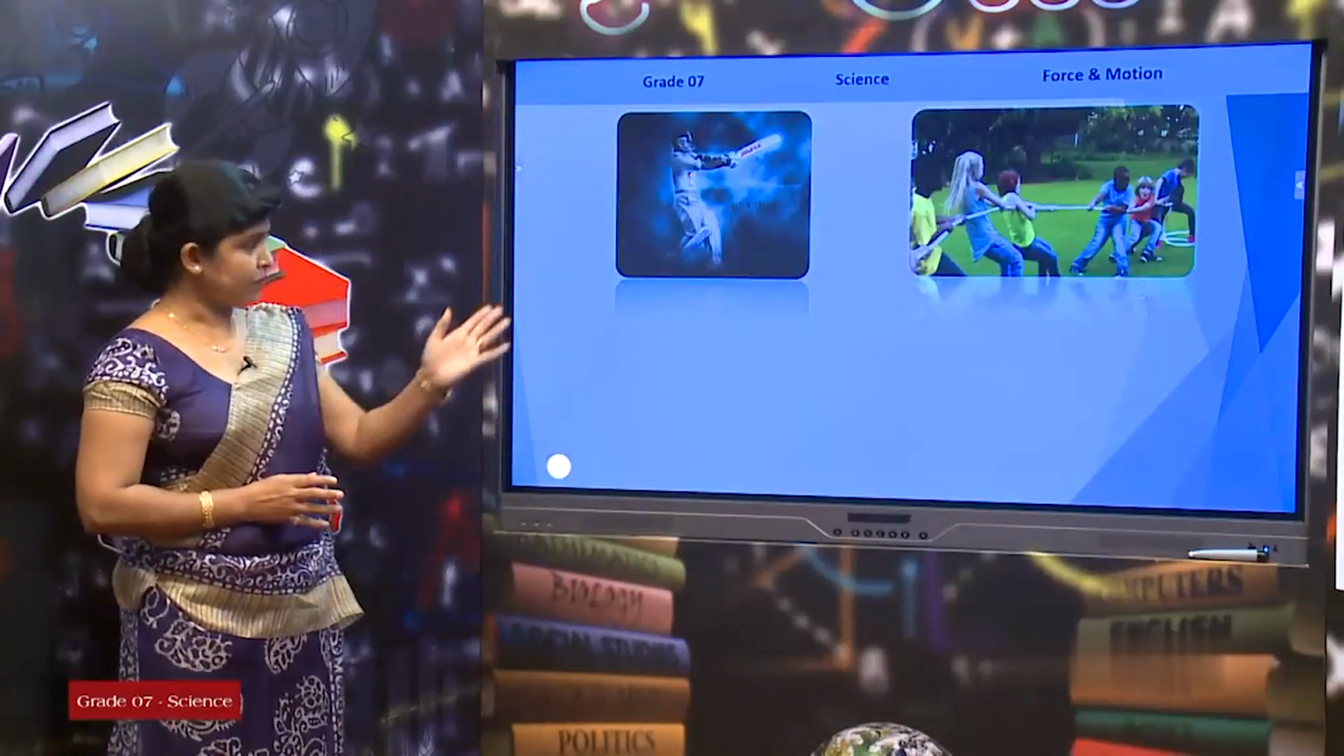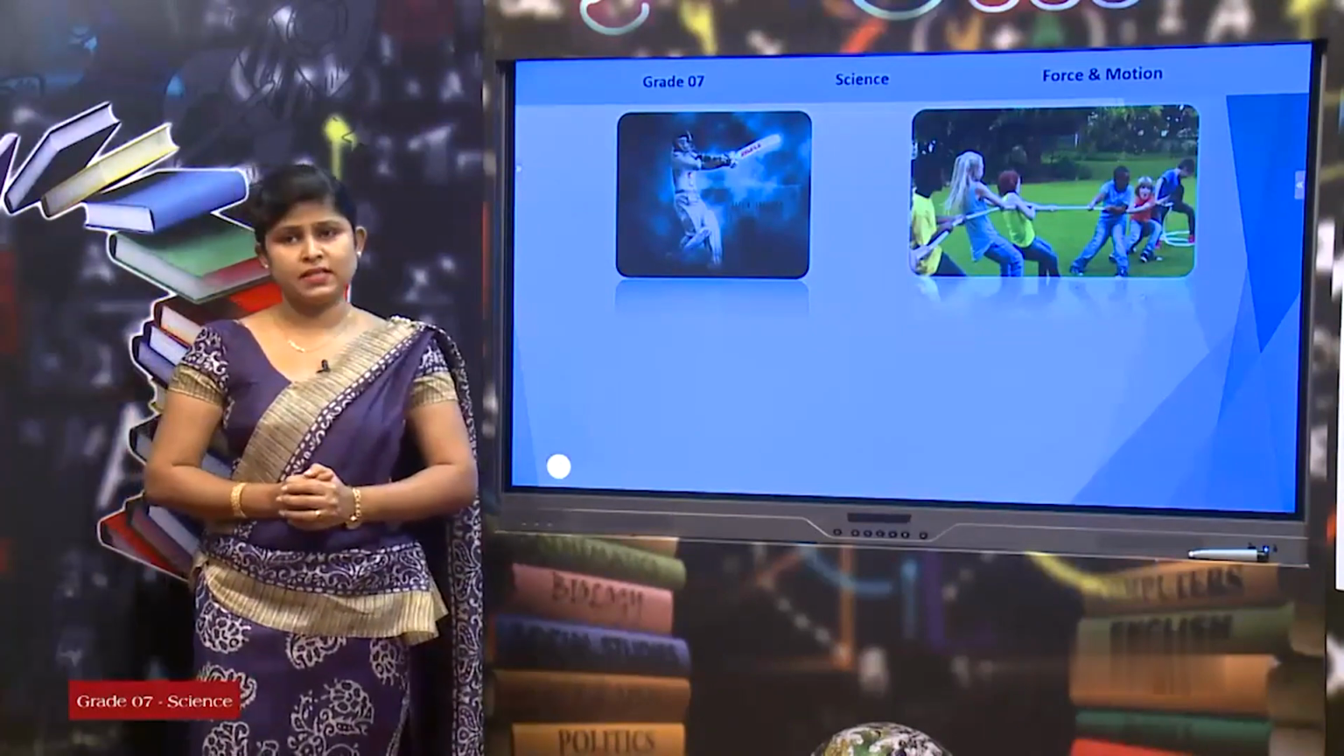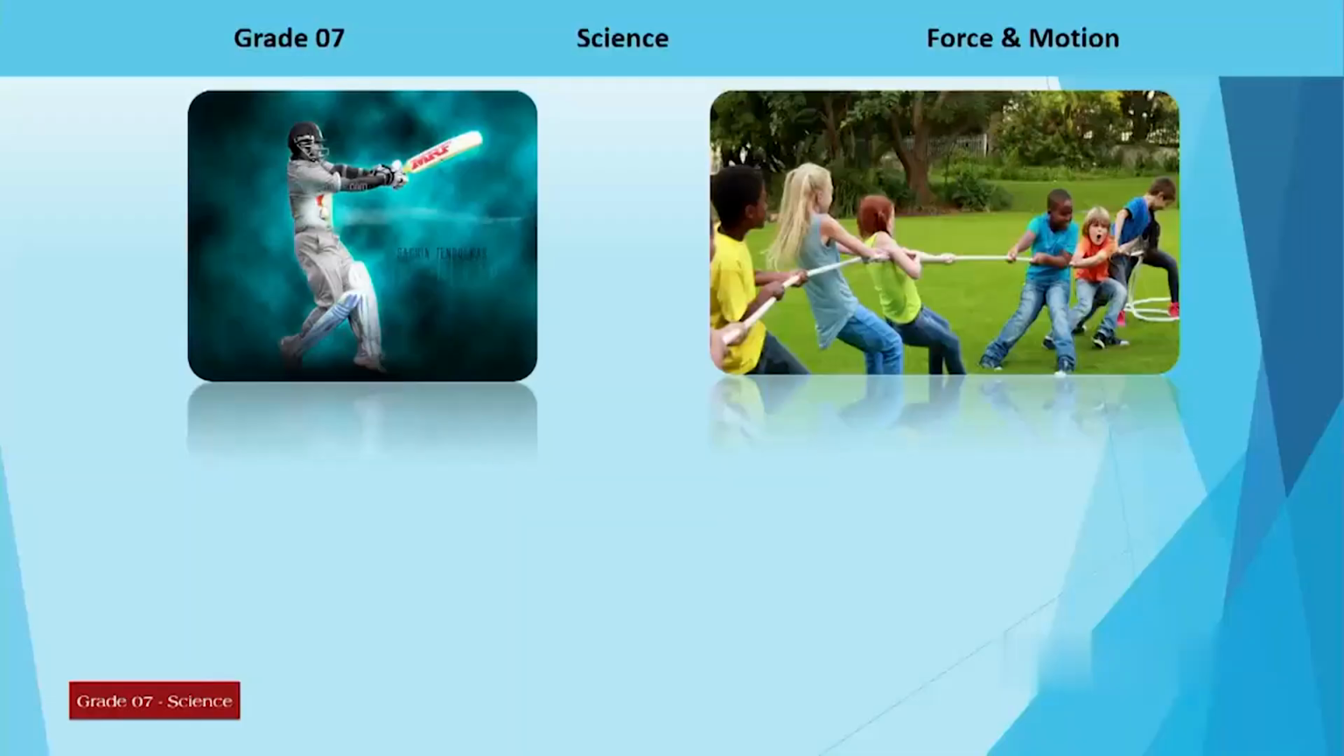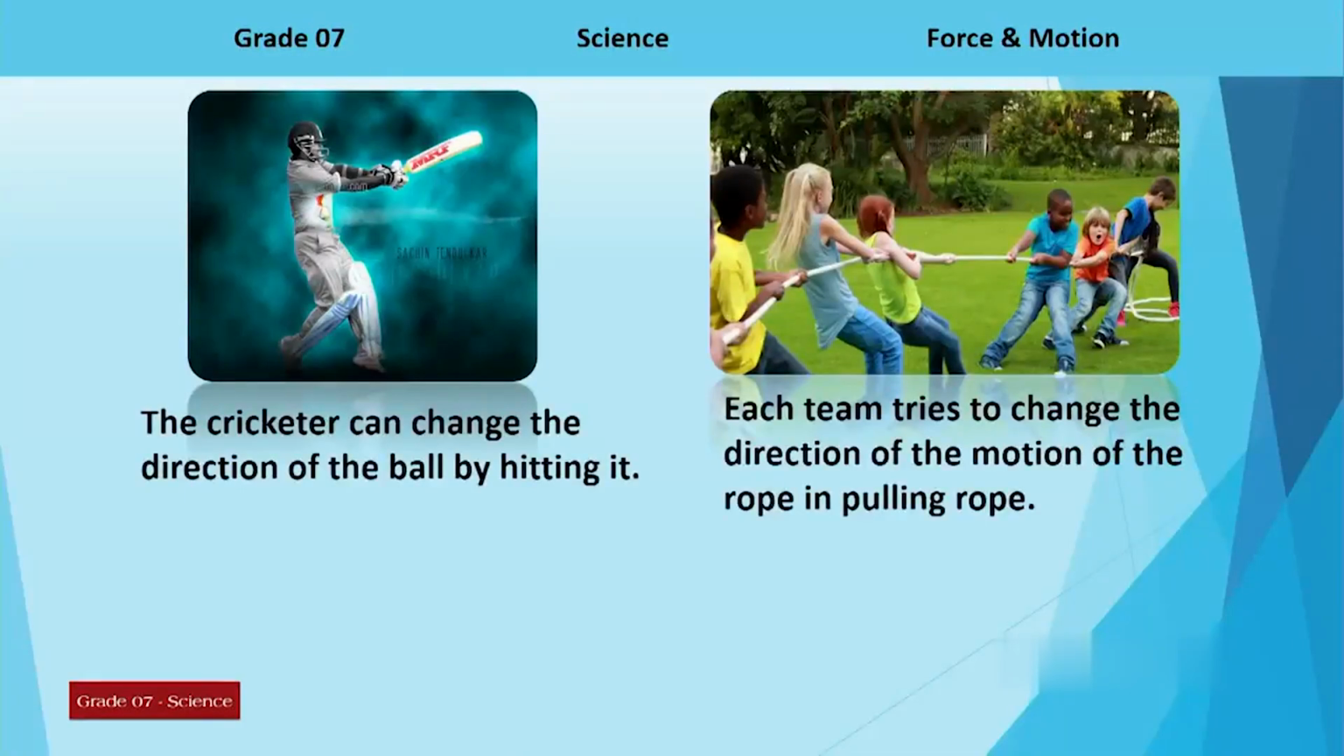Right. Look at the instances given on the screen. In the first instance, you can see a cricketer. A cricketer is hitting a ball. The cricketer can change the direction of the ball by hitting it. Yes, he can change the direction of the ball.